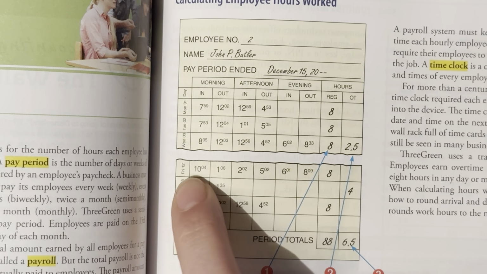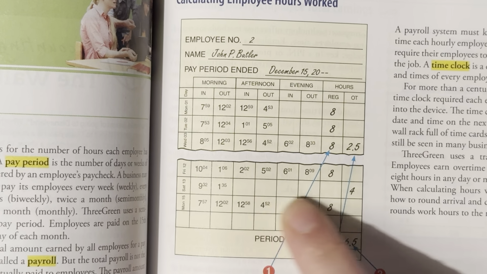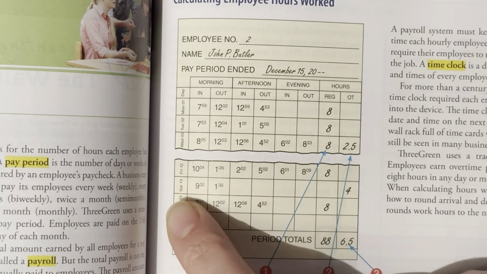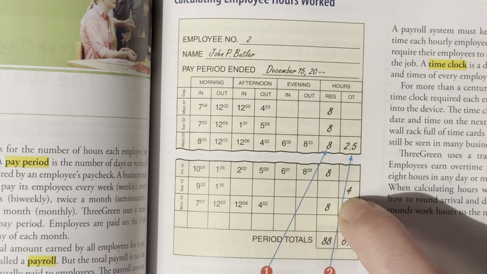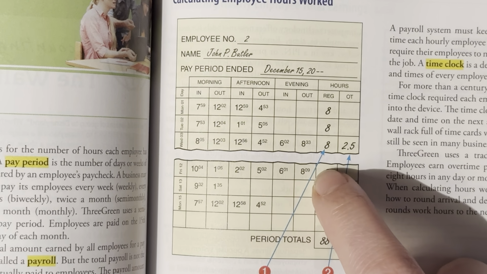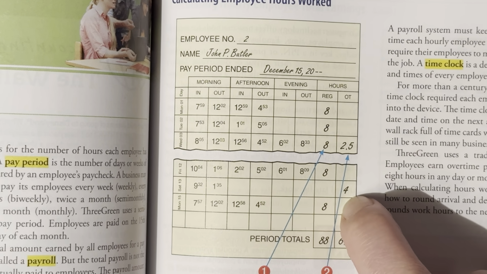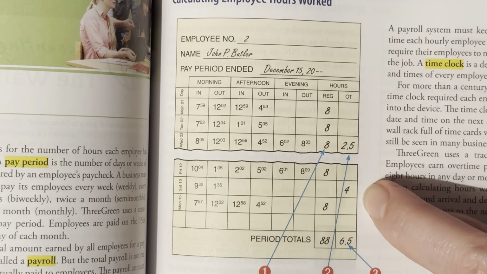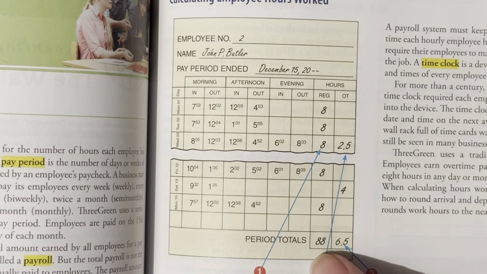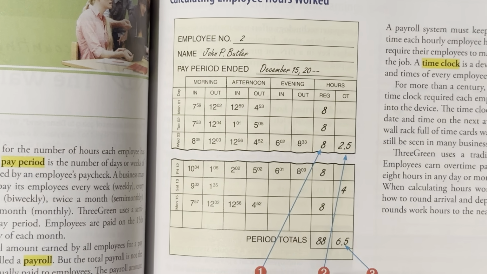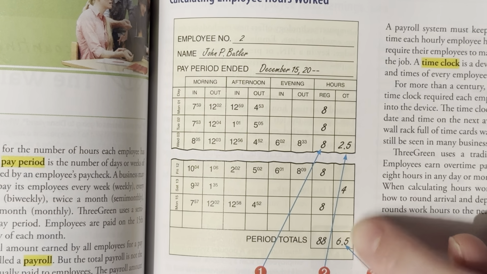And then Friday the 12th, they calculated 8 hours of regular pay. By Saturday, I'm assuming John has already worked overtime. So if he reached 40 hours by Friday, 4 extra hours goes into the overtime column. And then Monday he restarts. So John worked 88 hours in regular hours and 6.5 hours in overtime.